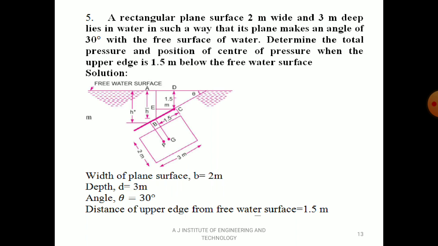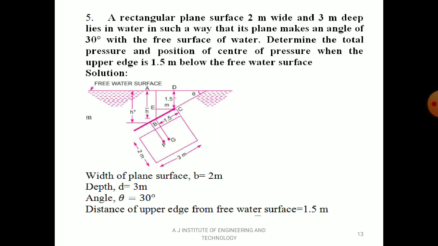Angle theta is given as 30 degree. Now how to find H bar? For H bar, I have to consider one triangle first, that is triangle BCE. In triangle BCE, angle C is equal to 30 degree, because it's a corresponding angle. So just apply sine 30. Sine 30 equal to opposite by hypotenuse. Opposite is EB, divided by hypotenuse, that is BC.